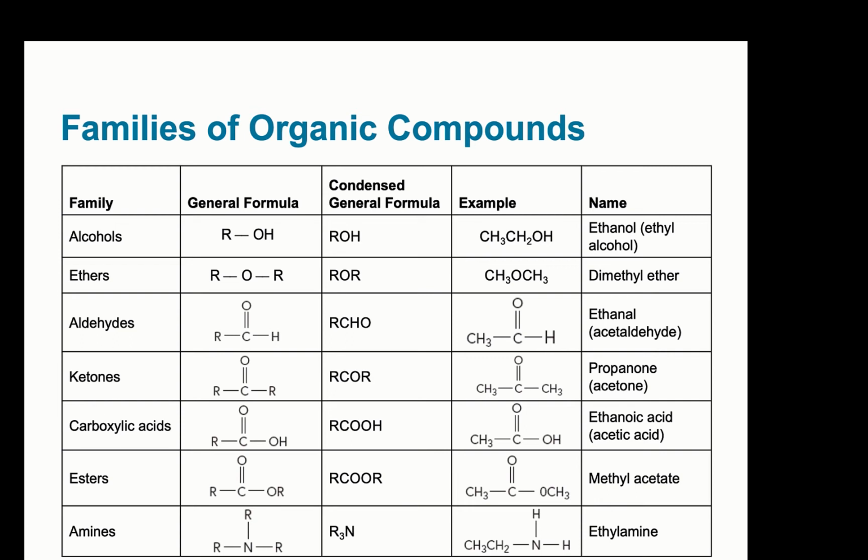Aldehydes have this C double bond O attached to an H, with another hydrocarbon group attached to it, and that's an aldehyde. A ketone means you have one or two different types of hydrocarbons attached to a carbon that has a double bond O on it. So that is a ketone. And carboxylic acids have this terminal carbon that has a carbon double bond O with an OH on it. And this is a carboxylic acid. Esters, instead of a hydrogen, you have another hydrocarbon attached to it.